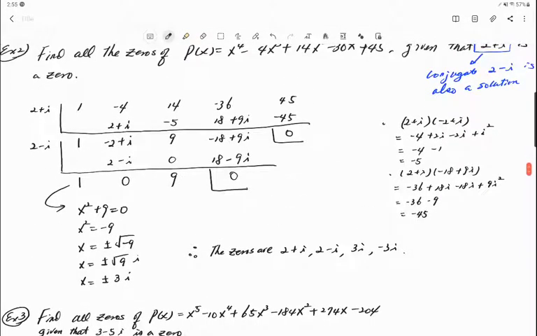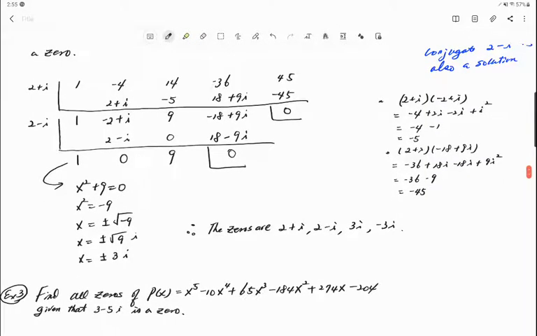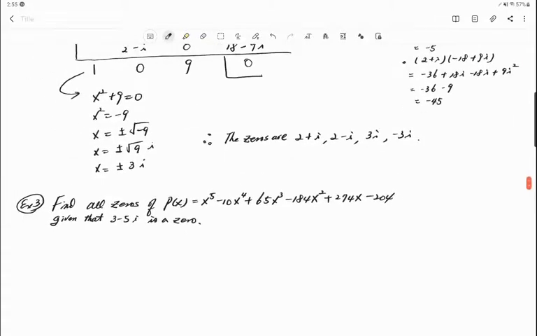Okay, so when you multiply the conjugate, you can just use the distribution property. So I did again, so use the distribution property, and it's much easier to find the result, just like this. All right, the next example.